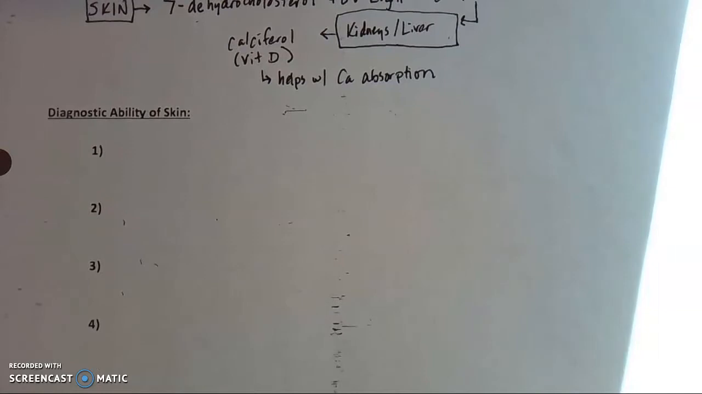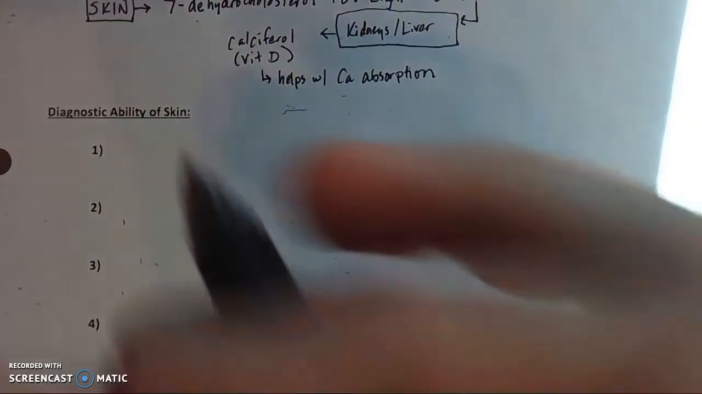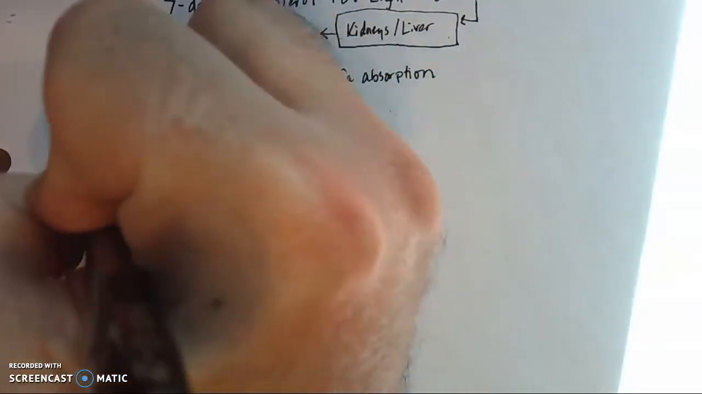Another thing that we can look at is how the skin can be used to diagnose different things. So if we look at the skin and it's jaundiced, jaundice is a yellowing of the skin.